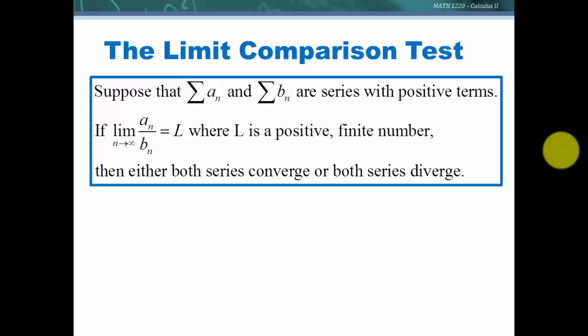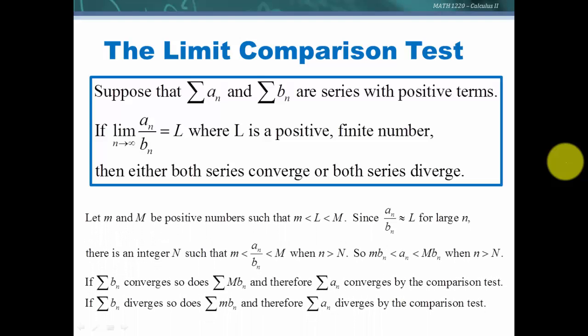So we have series with positive terms a sub n and b sub n. If the limit, as n goes to infinity, of the terms of a sub n compared to the terms of b sub n, so the ratio a sub n over b sub n, equals L, where L is a positive finite number, then either both series converge or both series diverge. Now that's going to be helpful to us. Let's look at the proof and see why this is true.